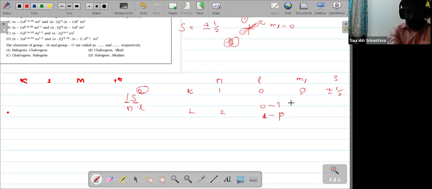Next, ML. Here there is no different orientation. Only one orientation is there. That's why we say this is 0. ML value is also 0. And l equal to 1 is p. That means only one p subshell is there.